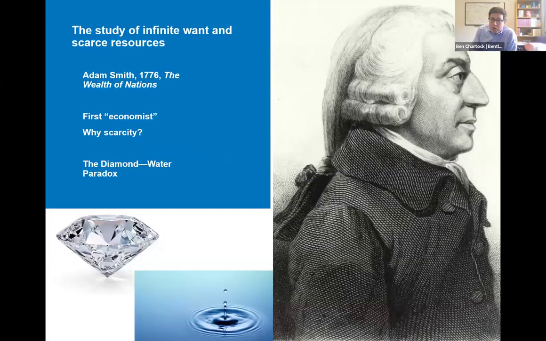So here I have an old lithograph of Adam Smith, who is the father of the profession of economics. He wrote The Wealth of Nations about 250 years ago, and he introduced this concept that puzzled economists for a long time that I want to talk about. And it's called the diamond-water paradox. And the diamond-water paradox goes as follows.